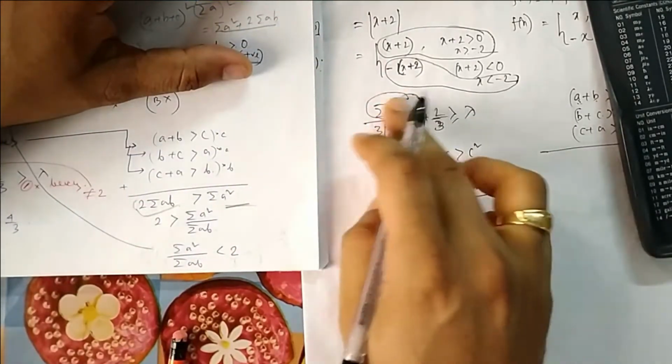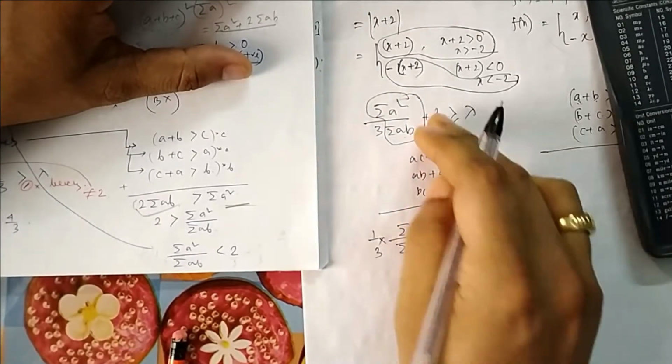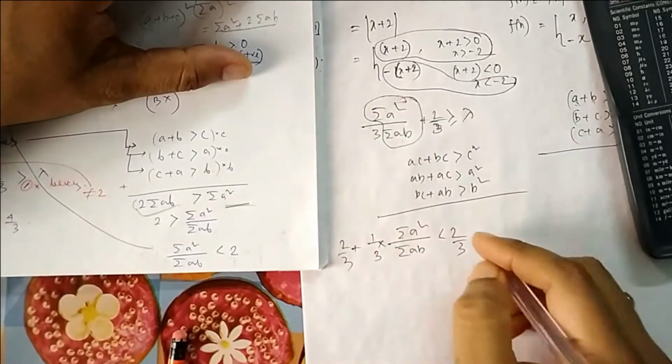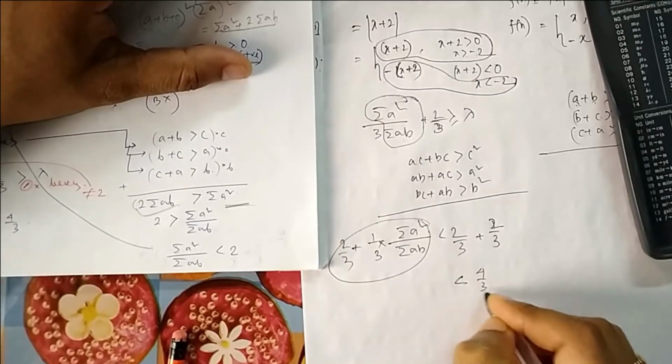Now I have to make this one. So you divide it by 3. I am dividing both sides by 3. Now I have to multiply plus 2 by 3. So I am adding 2 by 3, because I need to find this expression. Once I do this, this expression is less than 4 by 3.